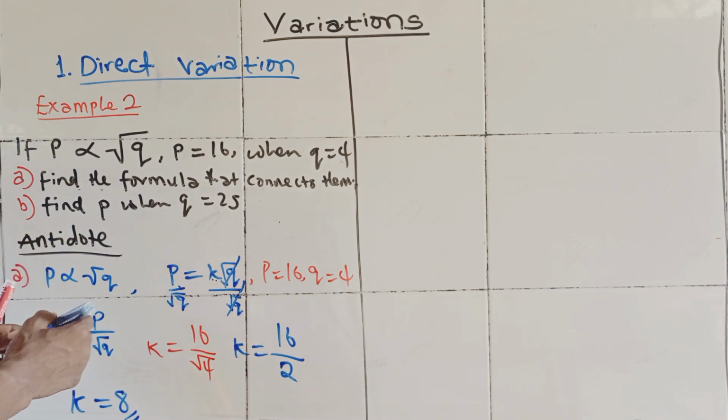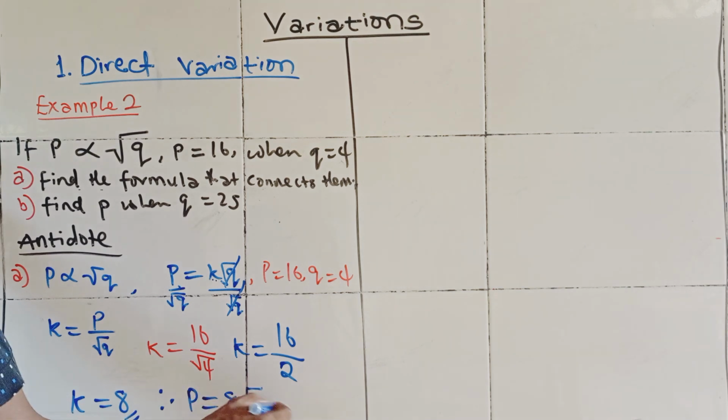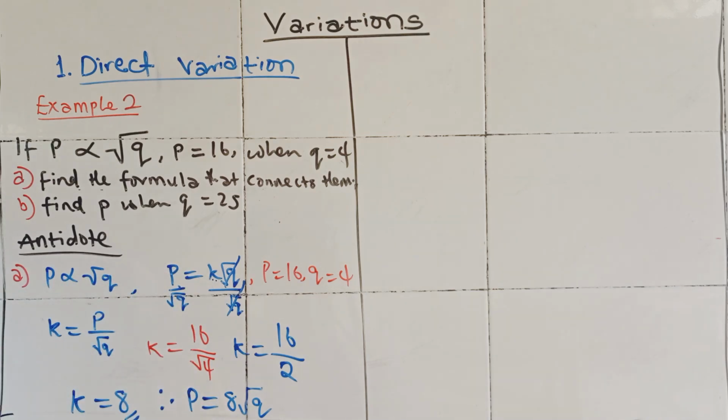Now, what is the formula connecting them? You say, therefore, the formula connecting them is P is equal to 8 root Q. You see it? You replace that constant with what you have gotten, which is 8. Then you fix it there. That is the formula. We have found the constant and we have found the formula connecting them.